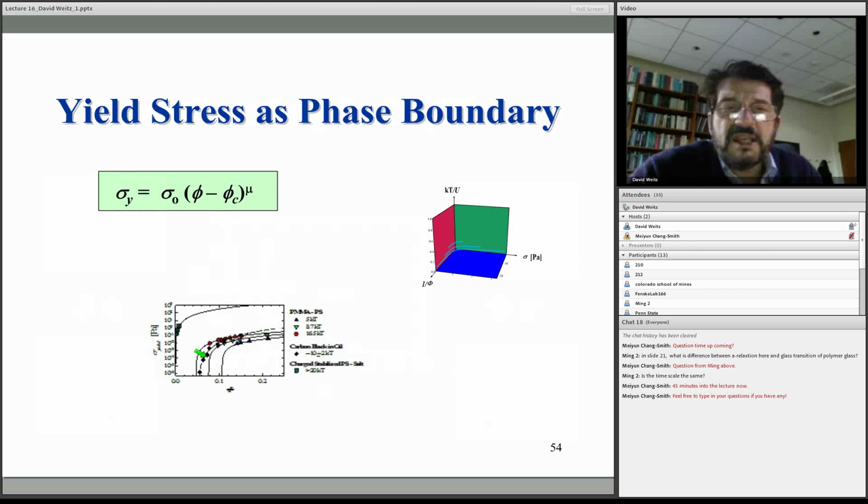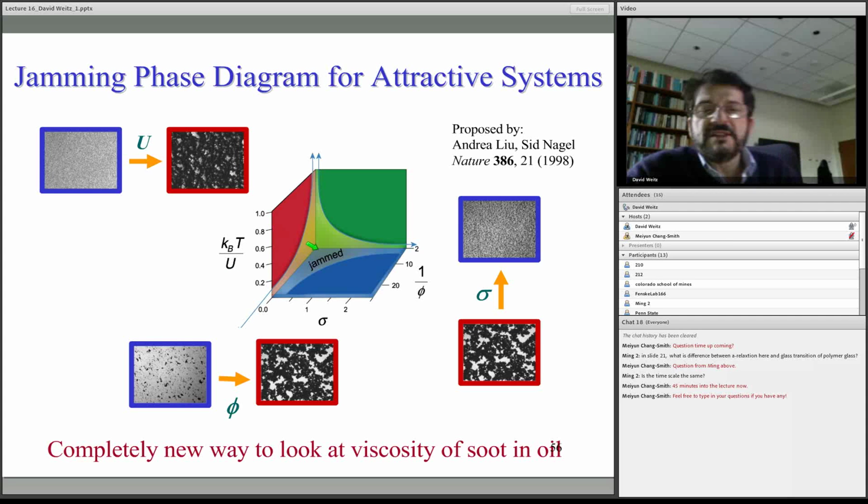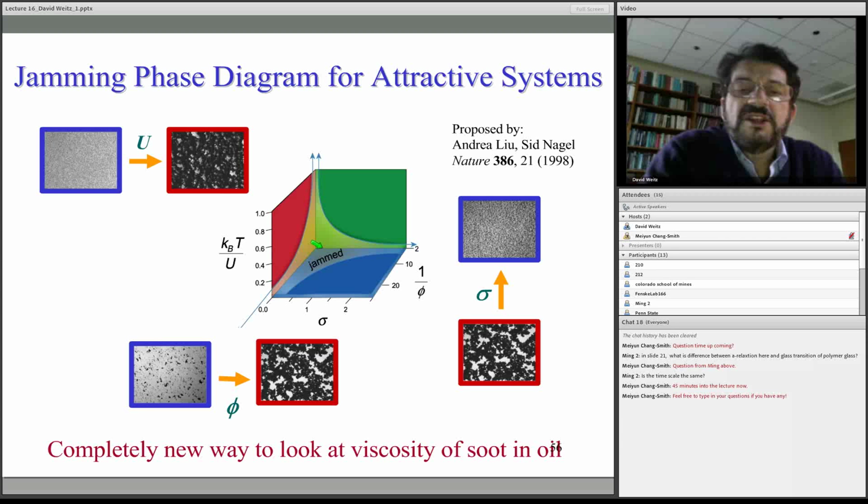I'll just skip over these. This is details which you can read later, but you can make them into a three-dimensional plot. This is now plotting the stress, the inverse of the volume fraction, so increasing volume fraction moves inwards, and the inverse of the interaction energy, so increasing interaction energies moves down. And that means in this lower inner quadrant, you have a system that becomes solid. So this is actually exactly like the jamming behavior.